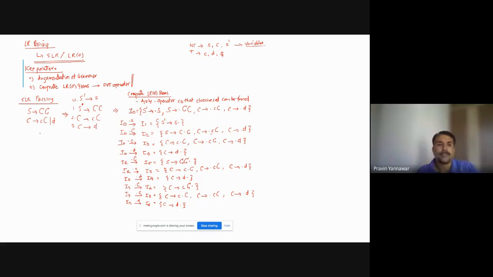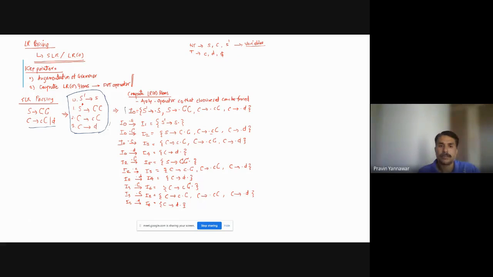Let us revise this. First you have got a grammar. Once you have a grammar, you are going to compute an augmented form of it, the augmentation of the grammar. So what exactly is it? S dash implies S, S implies CC, C implies small c capital C, C implies D. Then once we do this, we go for the computation of LR0 items.